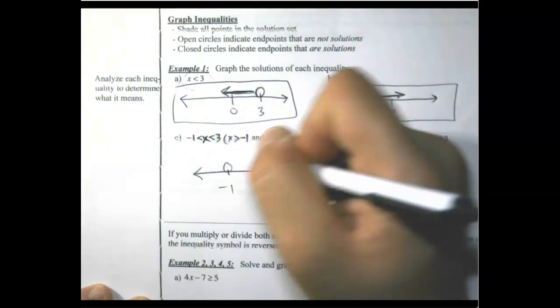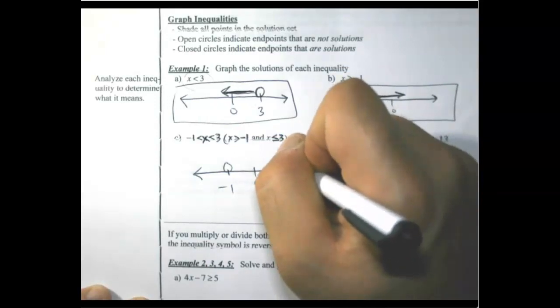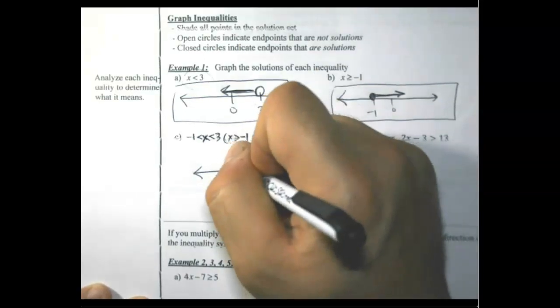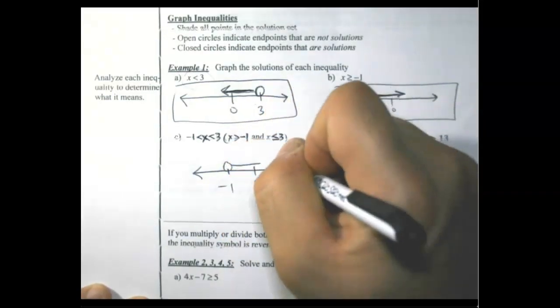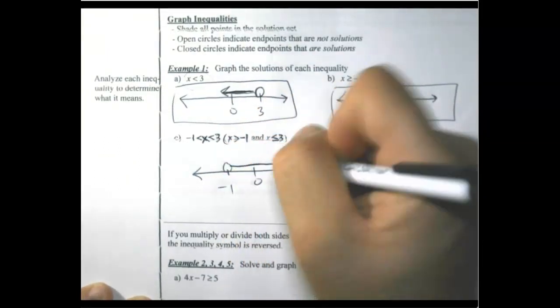Greater than -1, open circle. Less than or equal to 3, shaded or closed circle because it can equal 3. And then numbers that are greater than -1 are on the right. Numbers that are less than 3 are on the left. So the two circles eventually kind of meet, and that's the graph of that.